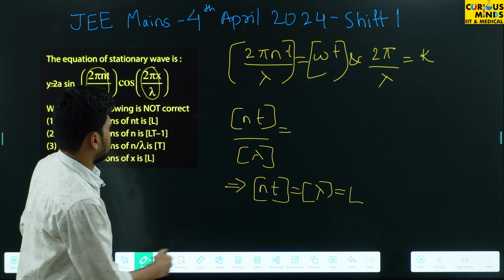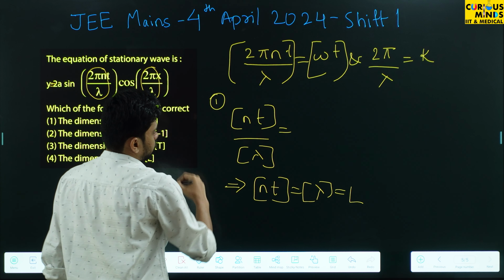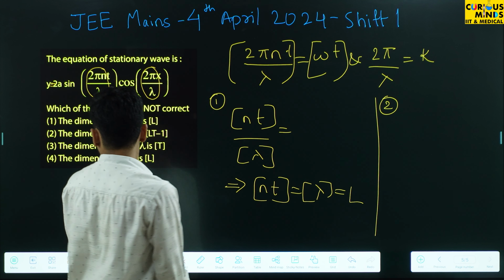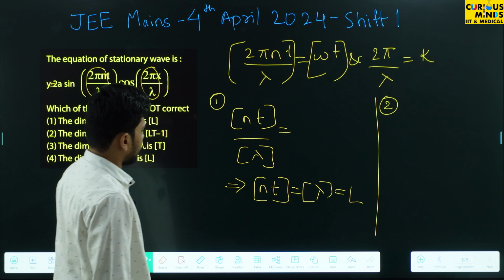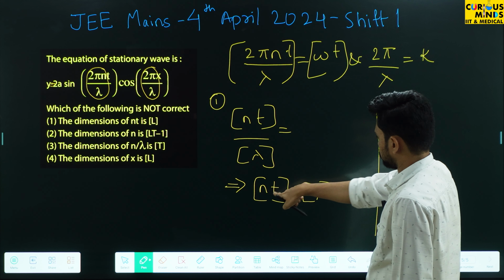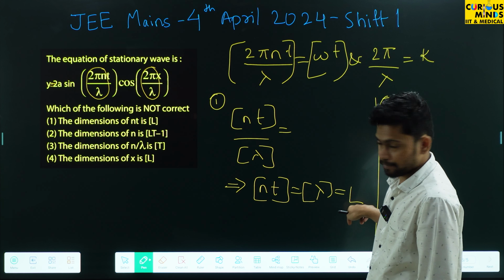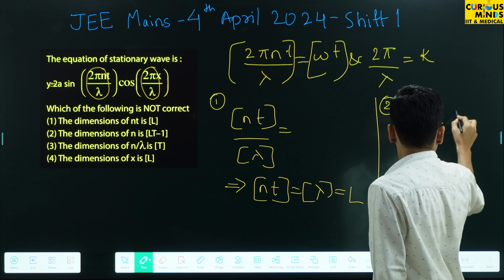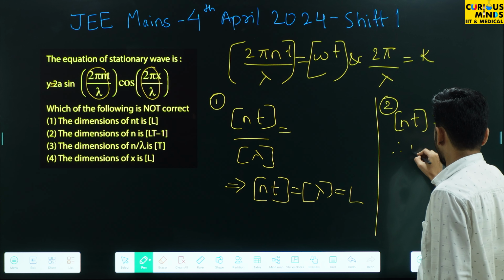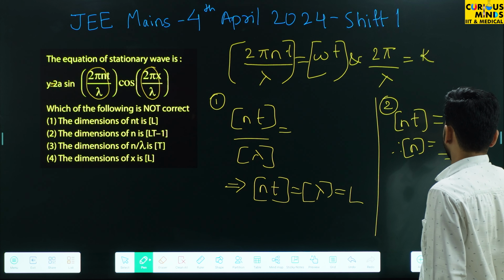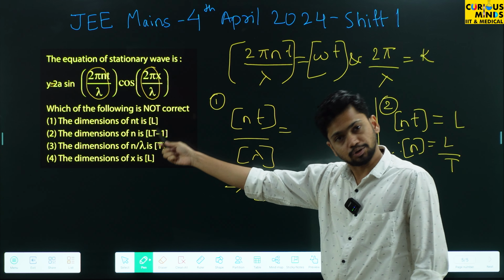Let's go for the second one. So this was my first option. Let me do the second option. Now we want to calculate the dimension of n. We just now got nt is L. So nt dimension is L, therefore n dimension has to be L over t. Okay, so the second one is also right.